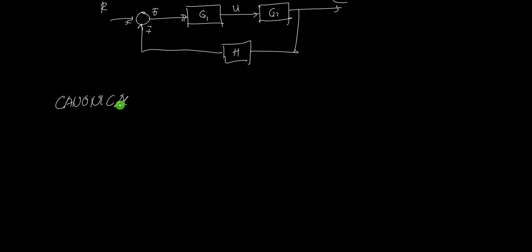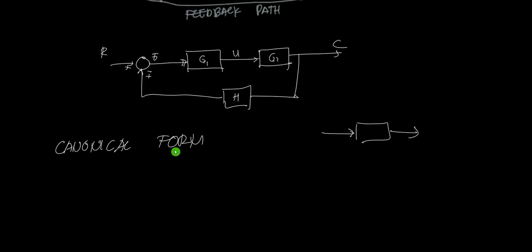Canonical form. What is a canonical form? This is the simplest form of a block diagram that has a feedback path. Because the simplest form, of course, is just an open loop control system. But if you include the feedback, then the simplest form we call the canonical form.